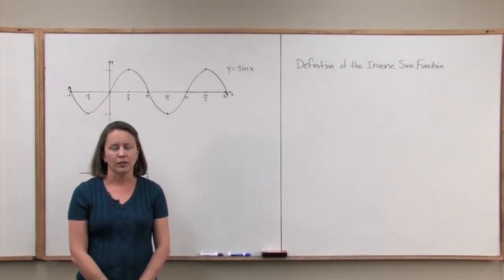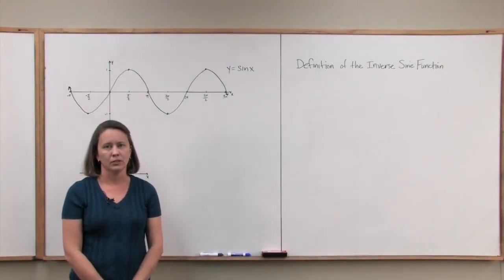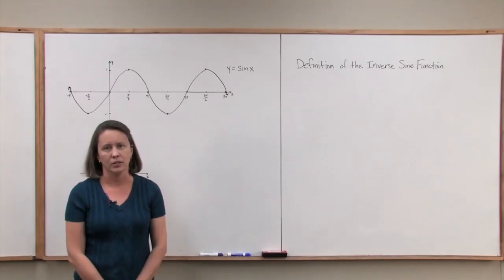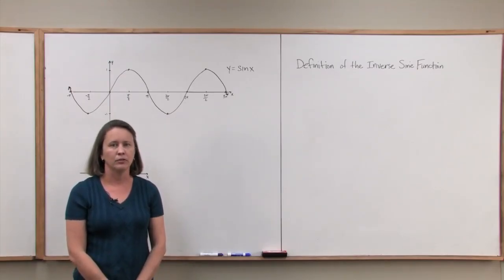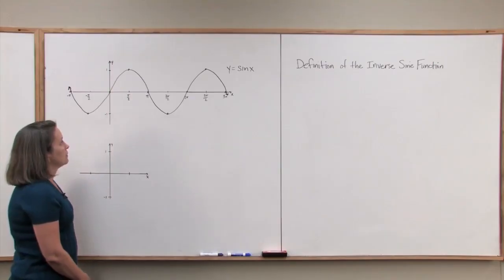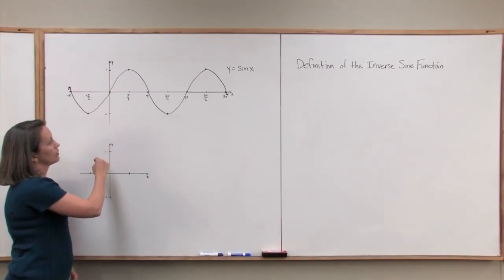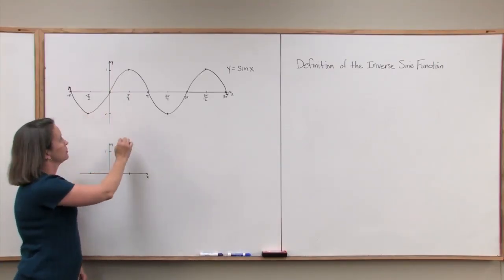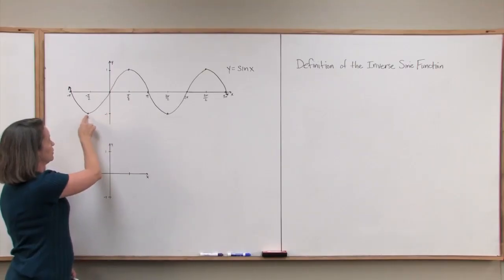The next step in our study of the trig functions is to define the inverse sine, inverse cosine, and inverse tangent functions. Let's start by reviewing the graph of the sine function. You can see I've drawn it here. Its domain is all real numbers. Its range is from -1 to 1.